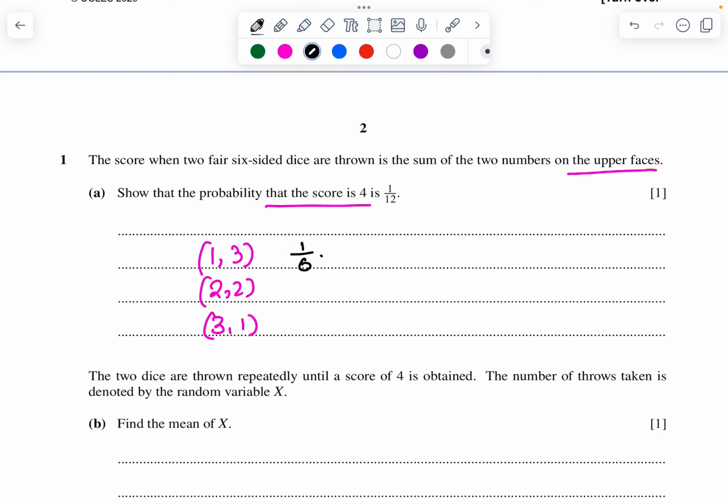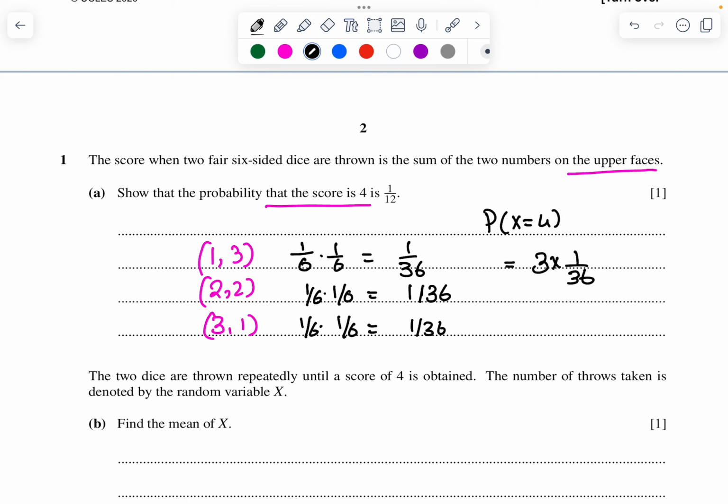So this is 1/6 times 1/6, which is 1/36. Again 1/6 times 1/6, which is 1/36, and 1/6 times 1/6, which is again 1/36. So the total will be 3 times 1/36, which is the probability of X equals 4, which is 1/12.